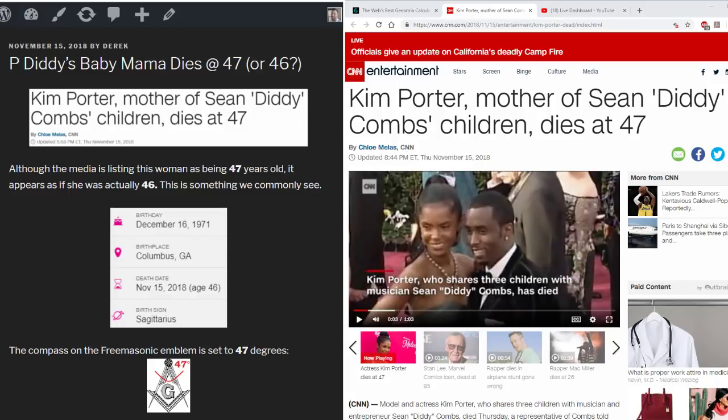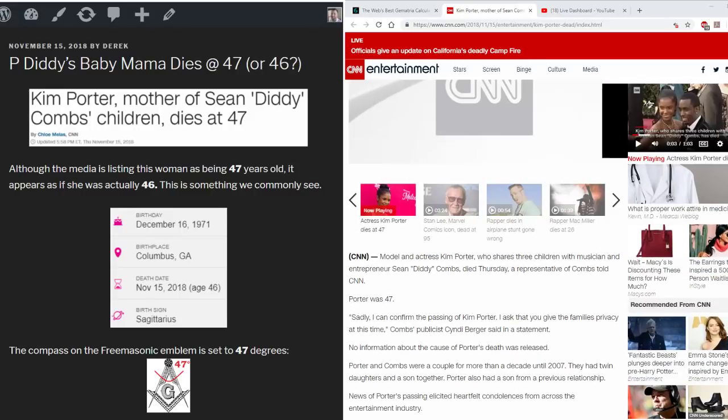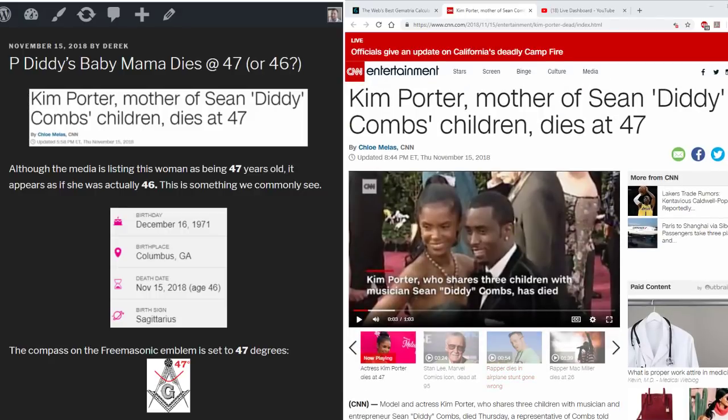Today we're getting news that Kim Porter, the mother of P. Diddy's children, has died at the age of 47. And here we have another case of someone who's connected to celebrities, particularly the music industry, who has died at a young age, and currently there's no cause of death given. There was no real indication that she was ill or sick or that she was in poor health.